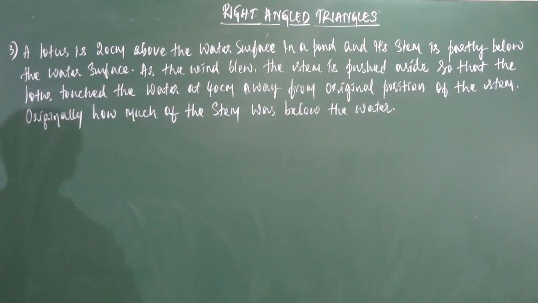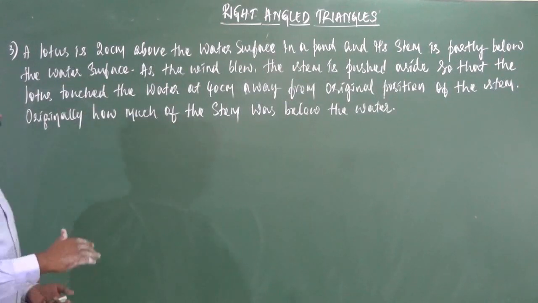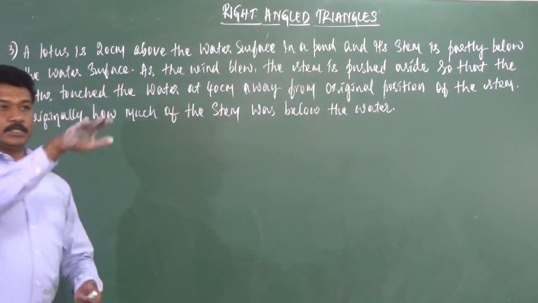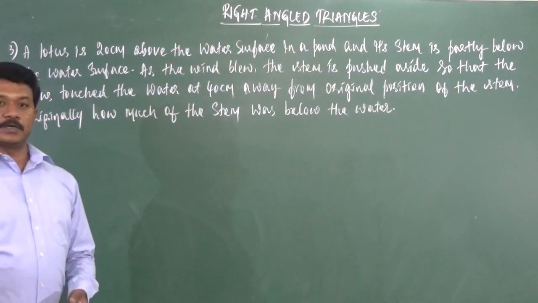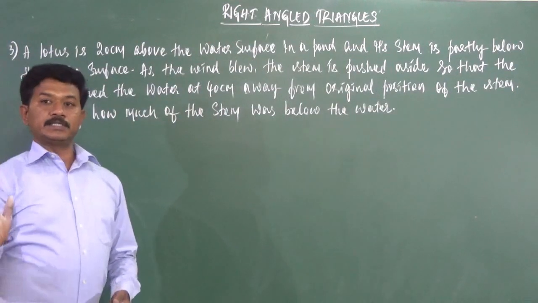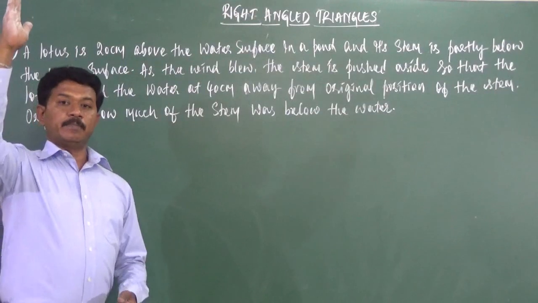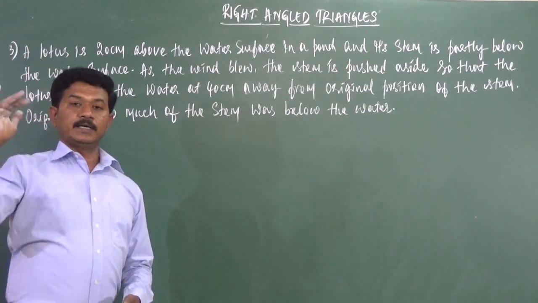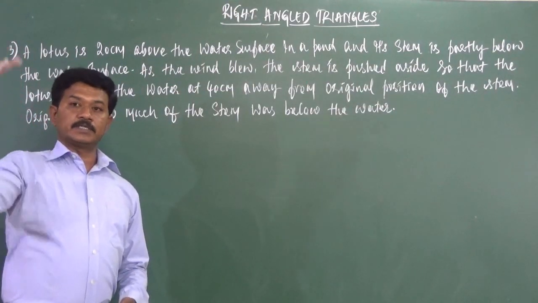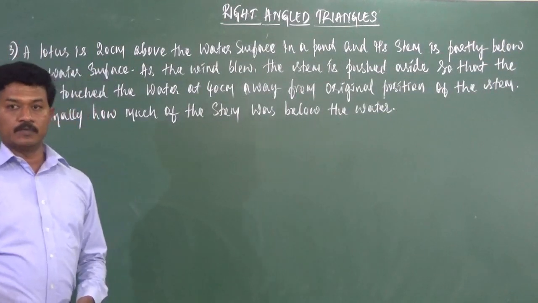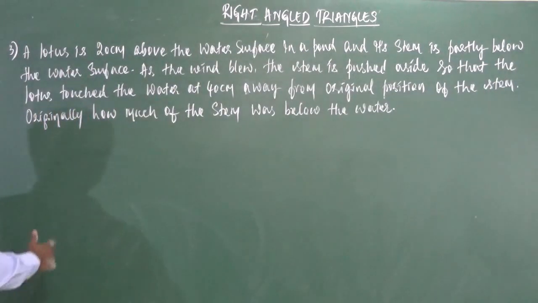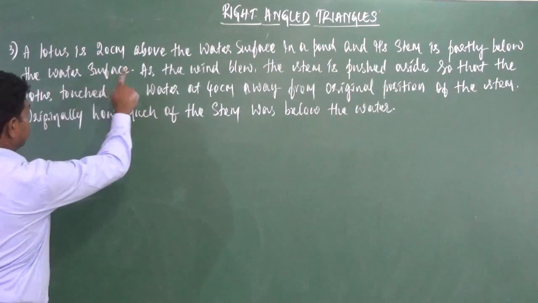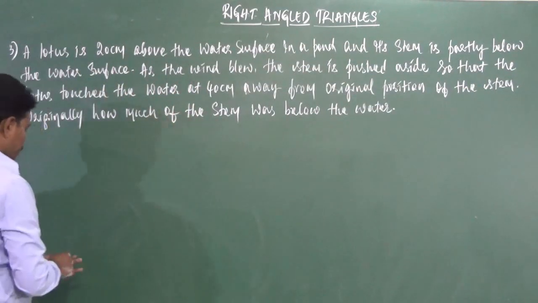Right. So a lotus is 20 centimeter above the water surface in a pond. Just imagine a pond, and you can imagine a lotus which is above the water surface. The part of the stem is above the water surface and the remaining part is below the water surface, right? So this is how we have to imagine. A lotus is 20 centimeter above the water surface in a pond.